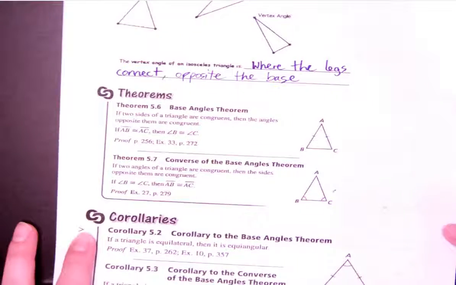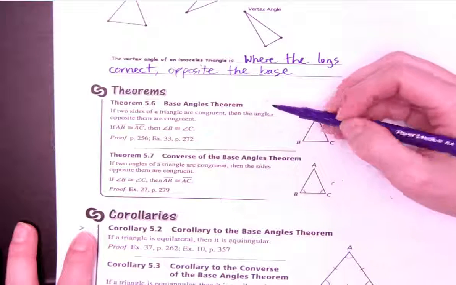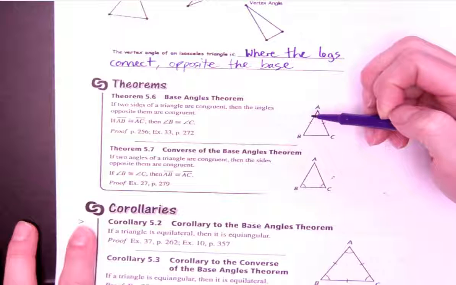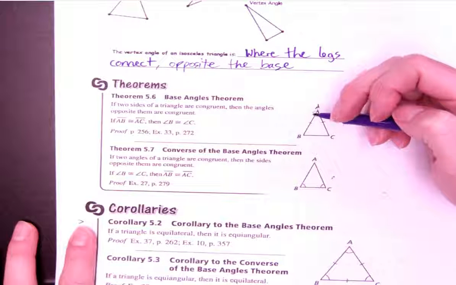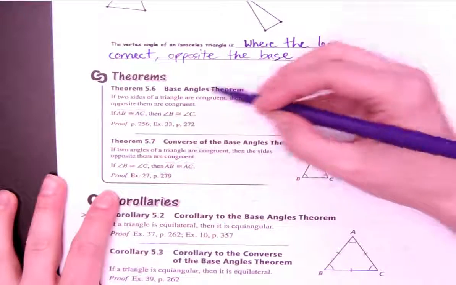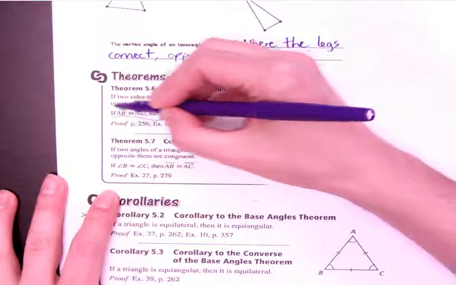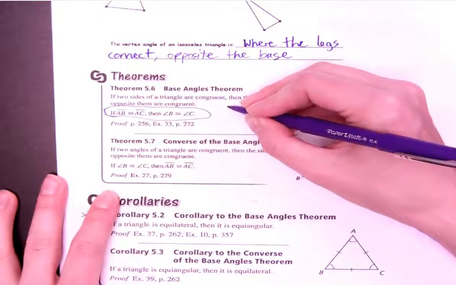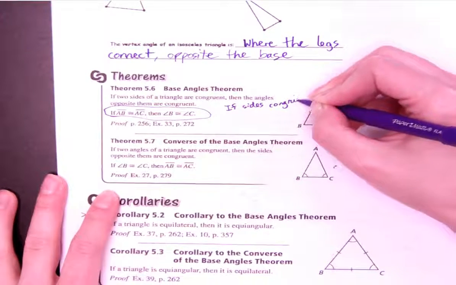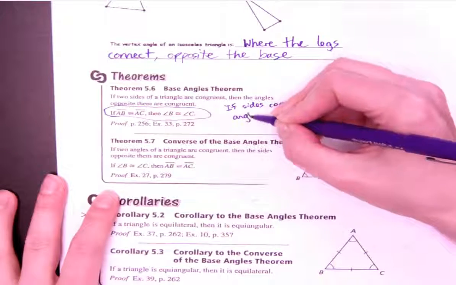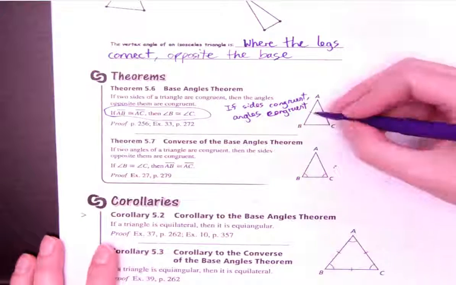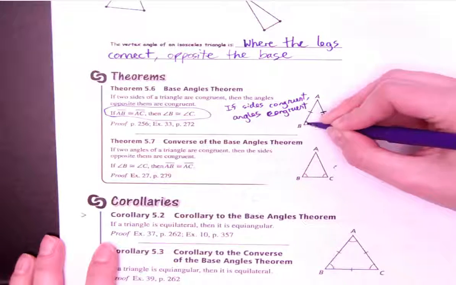Okay, then we have some theorems. So base angle theorem. What is that saying? If the sides are congruent, then the angles are congruent. Yeah. And so you can write that in your own writing if you like. You can just circle or highlight. If this doesn't make sense to you, just remember if sides are the same, and so these two sides are the same, which means our base angles are the same.